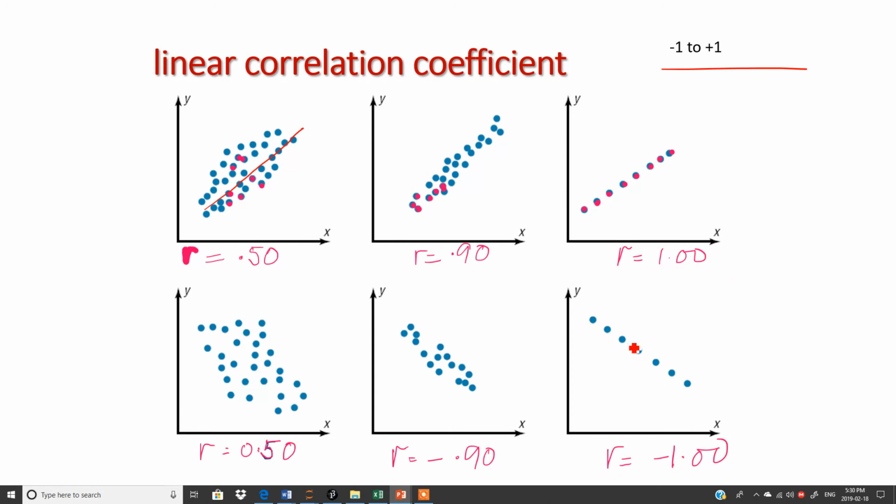If all points are here, we can say strong negative correlation. When x-axis increases, y is decreasing. One variable increases, other decreases. In this case, both variables increase. Same thing here. This is negative, but all points are not on the line. Maybe we'll say -0.90. Here, maybe we will say -0.50. Right? Okay.